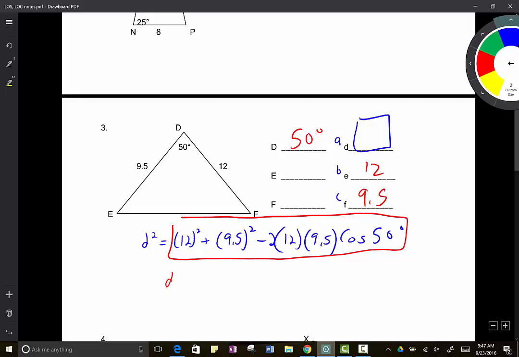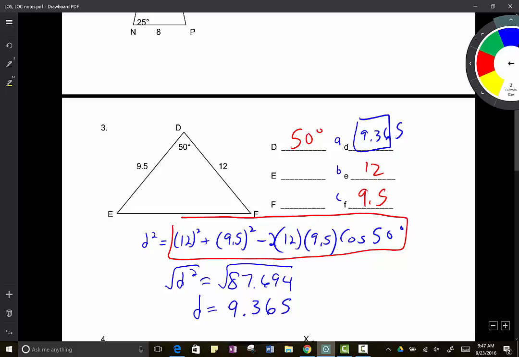D squared. Oh, of course it's right, because look at this. D squared equals 87.694. And I panicked for a second because I thought 87 is huge, but that's because 87 is equal to D squared. We have to square root both sides to find our actual side length. So the square root of our answer, that's more like it, 9.365. So literally I typed all of this in my calculator, this in the red box. Then when you solve for your side, you get 9.365.